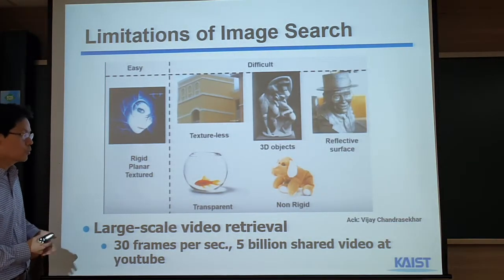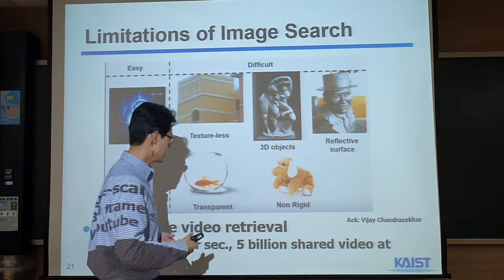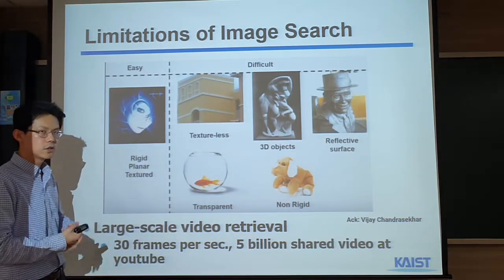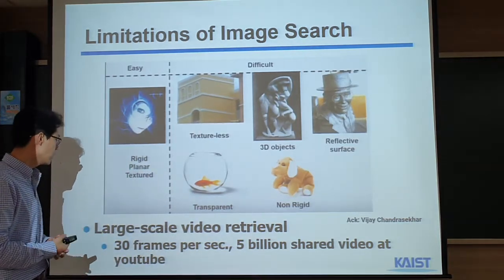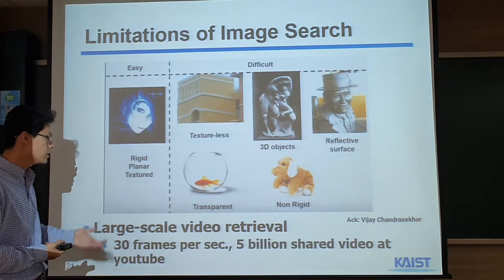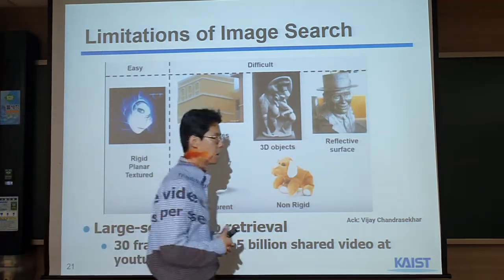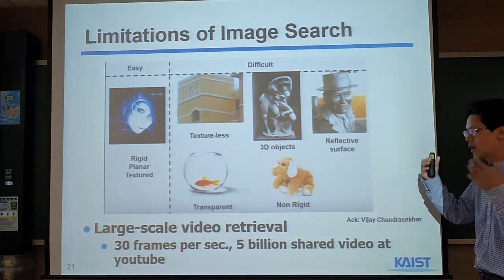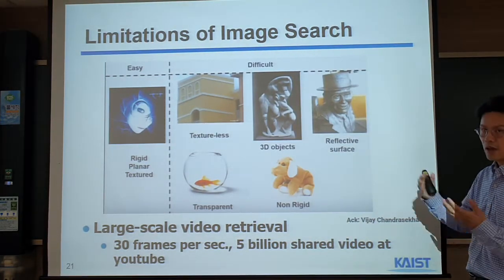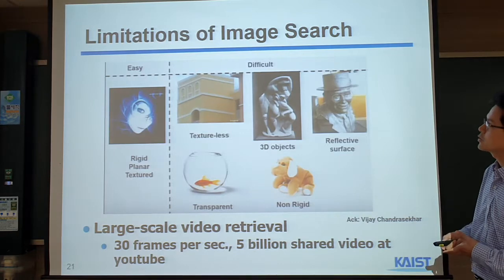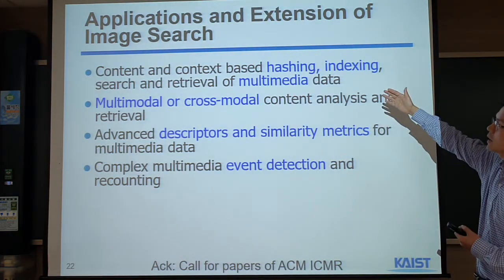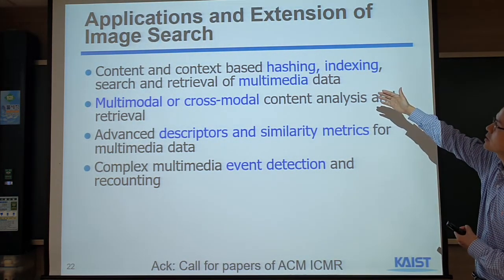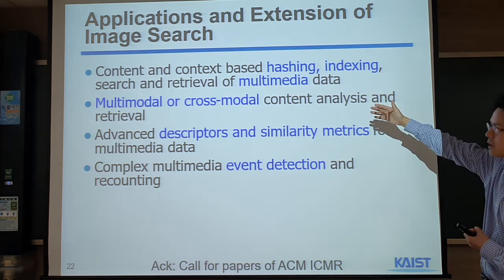Basically, there could be 5 billion shared videos on YouTube, and each video comes with about 30 frames, or 30 images, per second, right? Then we have much more challenging issues in terms of performance, memory, and accuracy. There are a lot of issues, so I'd like to talk about some of the applications and extensions of the research techniques.